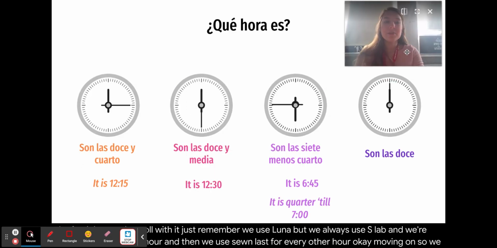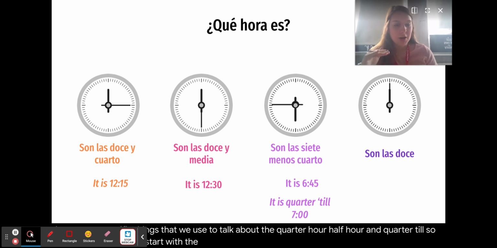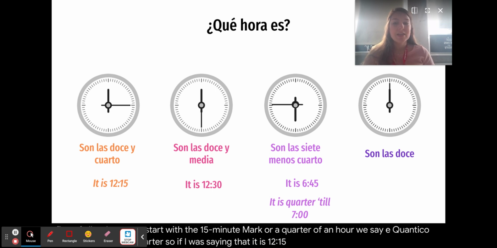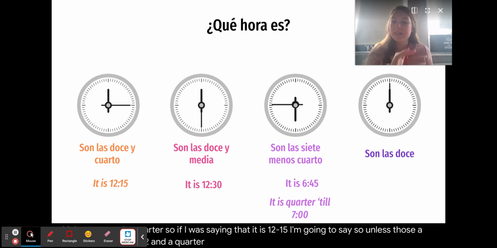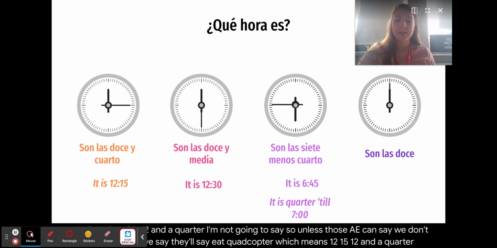Okay, moving on. So we have some specific sayings that we use to talk about the quarter hour, half hour, and quarter till. First of all, we're going to start with the 15-minute mark, or a quarter of an hour. We say y cuarto, which means and a quarter. So if I was saying that it is 12:15, I'm going to say son las 12 y cuarto. So it's 12 and a quarter. I'm not going to say son las 12 y 15. We don't want to use quince. We say 12 y cuarto, 12 and a quarter of an hour.